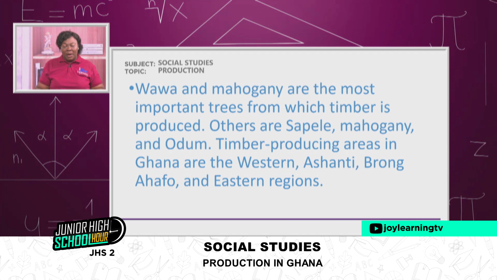Wawa and mahogany are the most important trees from which timber is produced. Others are sapele, mahogany, and odum. Timber producing areas in Ghana are in the Western, Ashanti, Bono, Ahafo regions and some parts of the Eastern region.